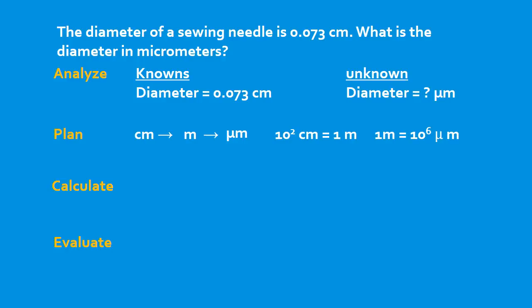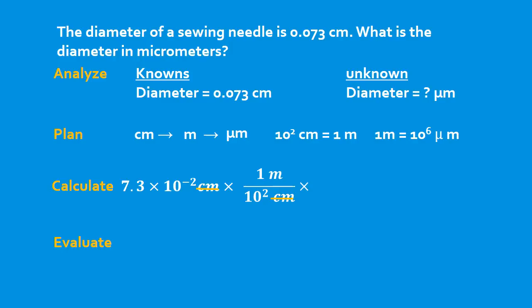We can also use this in our plan: 100 centimeters is 1 meter, and 1 meter is also equal to 10 to the 6 micrometers. So we start with what we're given. We're given 0.073 centimeters, which is 7.3 by 10 to the minus 2 centimeters. Since I want to cancel centimeters, that means centimeters needs to be my denominator. So in 1 meter, we have 10 to the 2 centimeters, or 100 centimeters. Now we cancel centimeters, and we're left with meters. So we've converted from centimeters to meters.